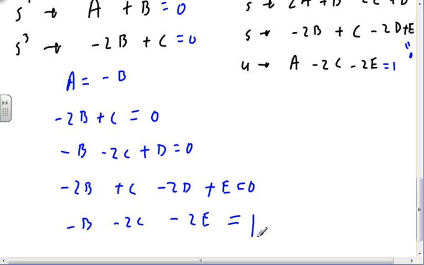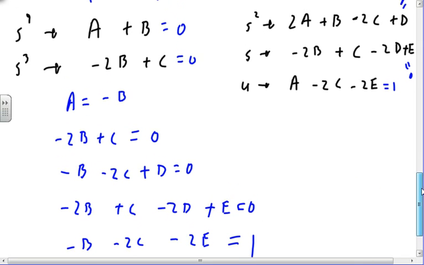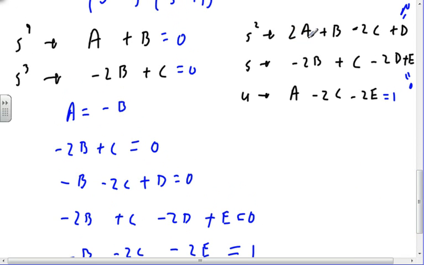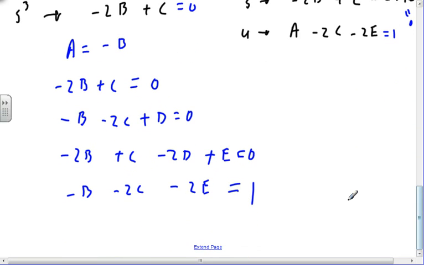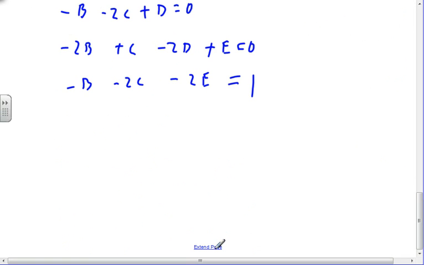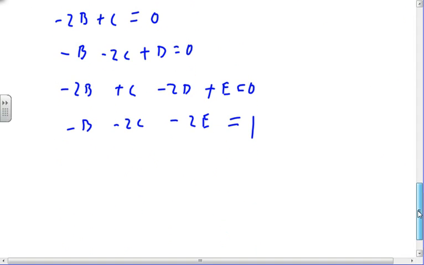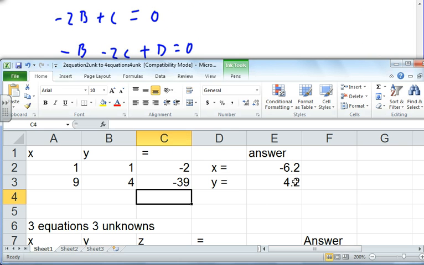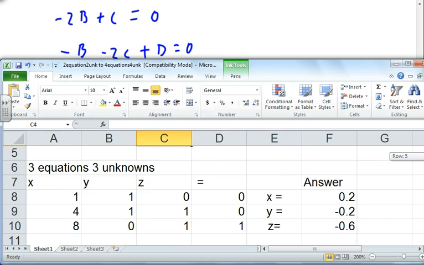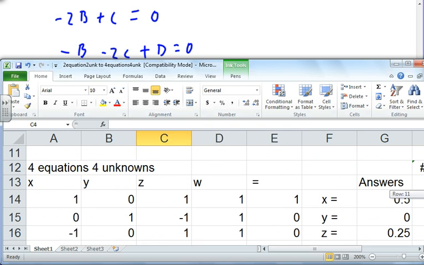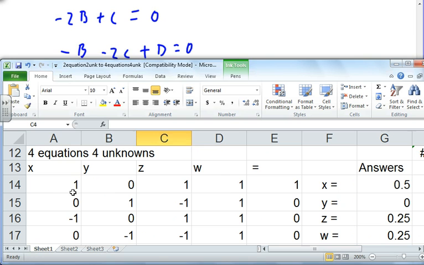Can you make minus 2B in your second equation? Yeah, because it's 2A, and then plug in the negative B. See, here's minus 2B plus B, making it minus 1B. Okay. So we're happy with that? Okay. Now, the issue is, can we see that at the same time looking at our 4 equation, 4 unknown solver? That's the issue.